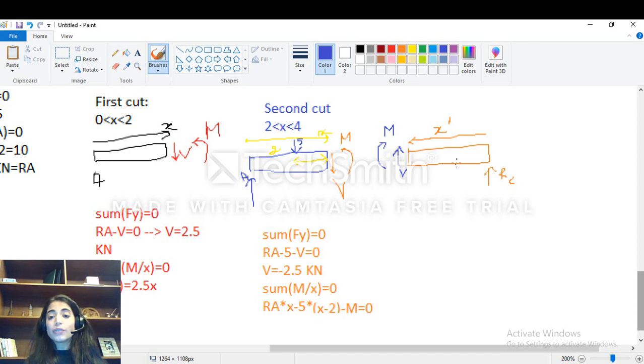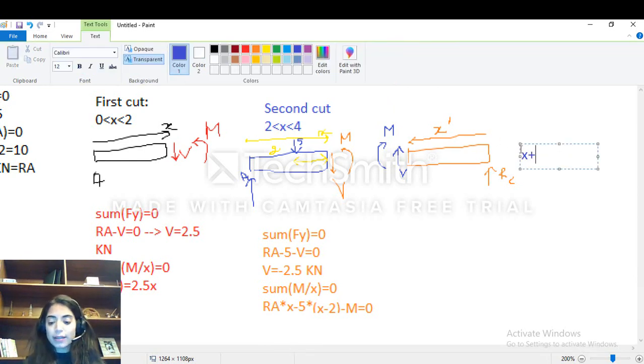Now, guys, what's the relation between X prime and X here? So X is from A till the point of the second cut, and X prime is from this point till the end of this beam. So basically the relation, of course, is that X plus X prime is equal to the length of the beam, which is 4. And this means, guys, that X prime is equal to 4 minus X. So why I'm doing this relation, you will see now.